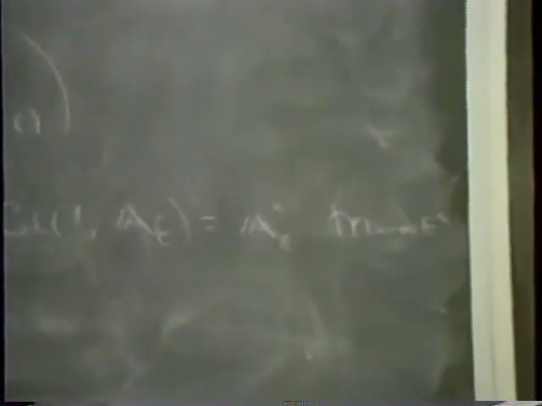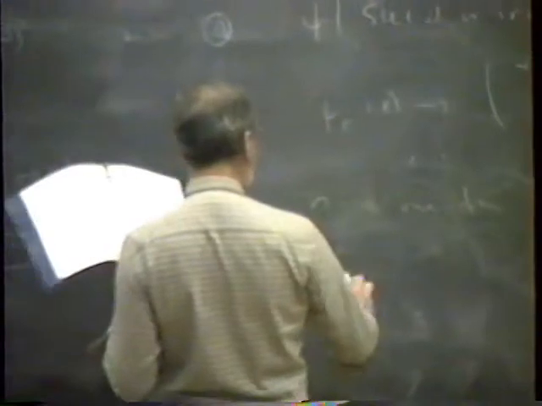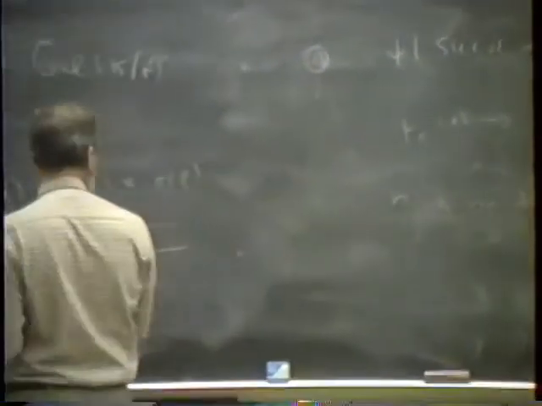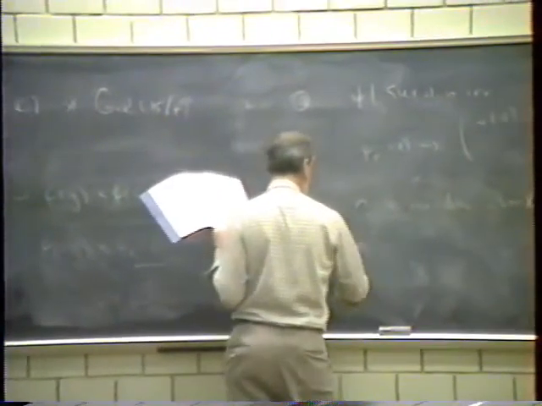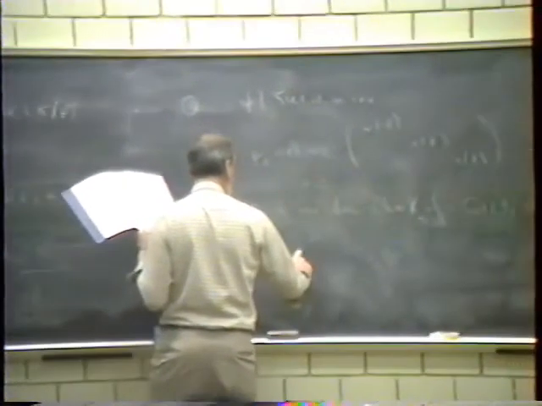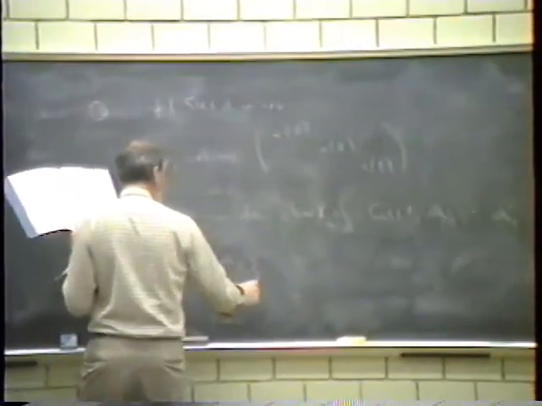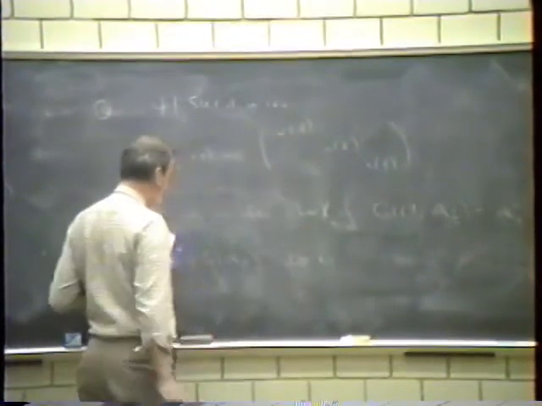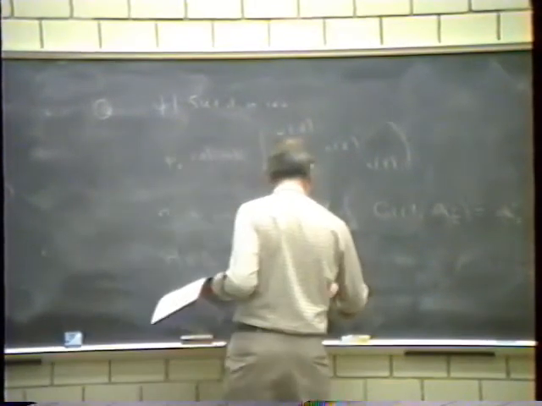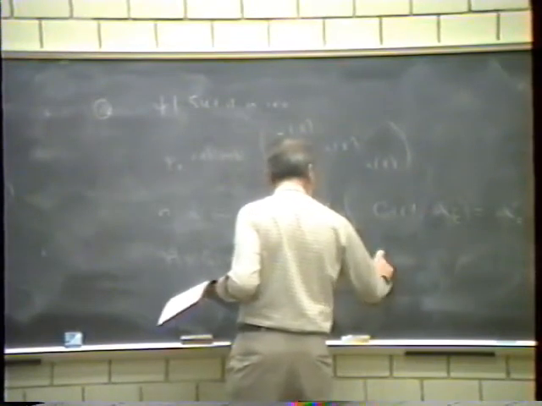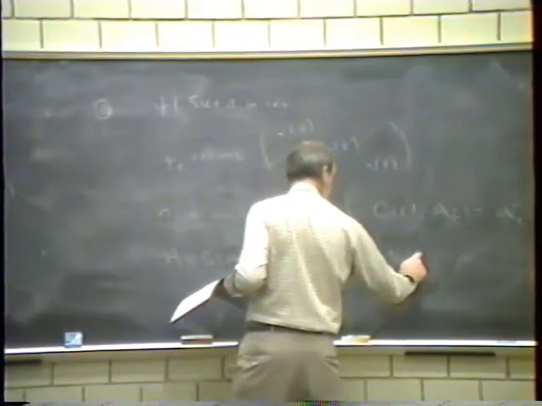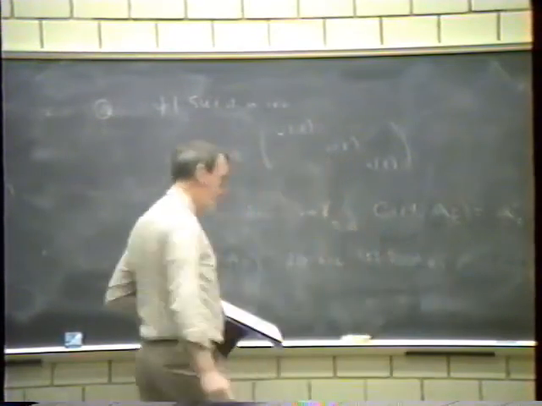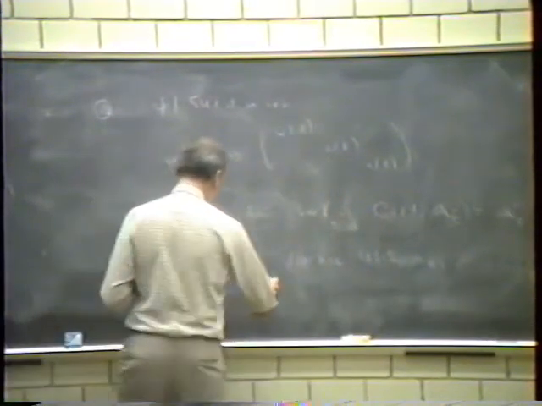Now, what does that mean? Suppose I take an element A in G sub AF. Then the determinant of A is an element of U1 for AF. All right, let's call it X.